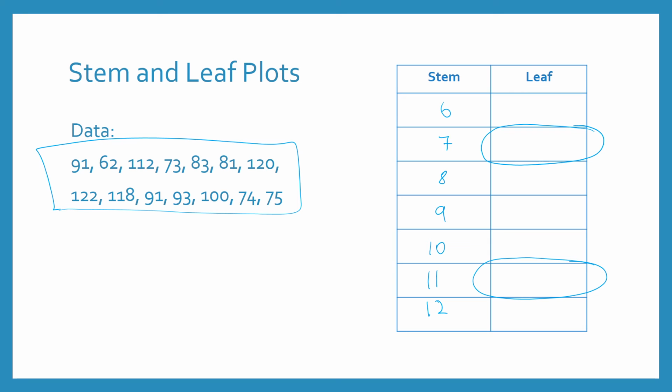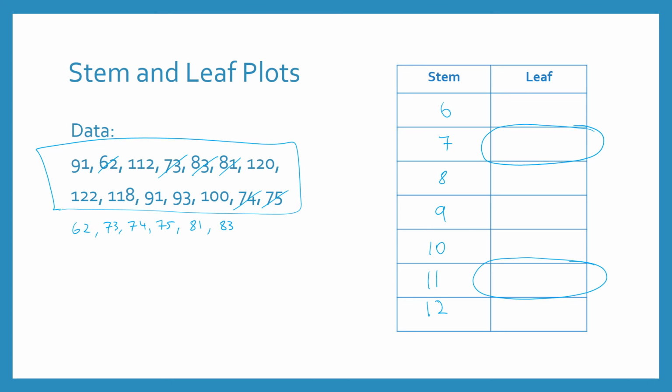Okay, so quickly I'm going to go through and order our data. So we have first a 62. That's all the 60s. We're going to go to 70. We have 73, 74, 75. That's all the 70s. We go to 80, 81, and 83.